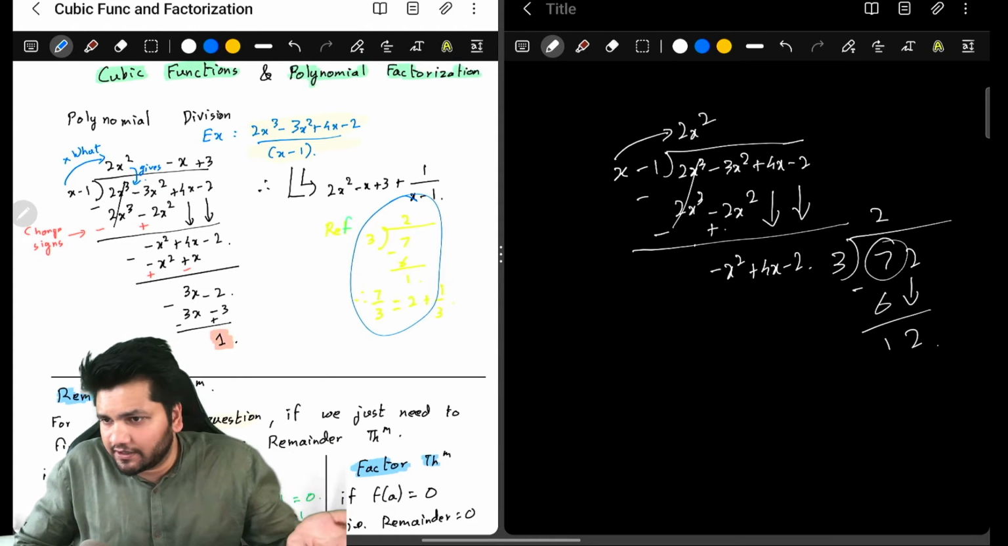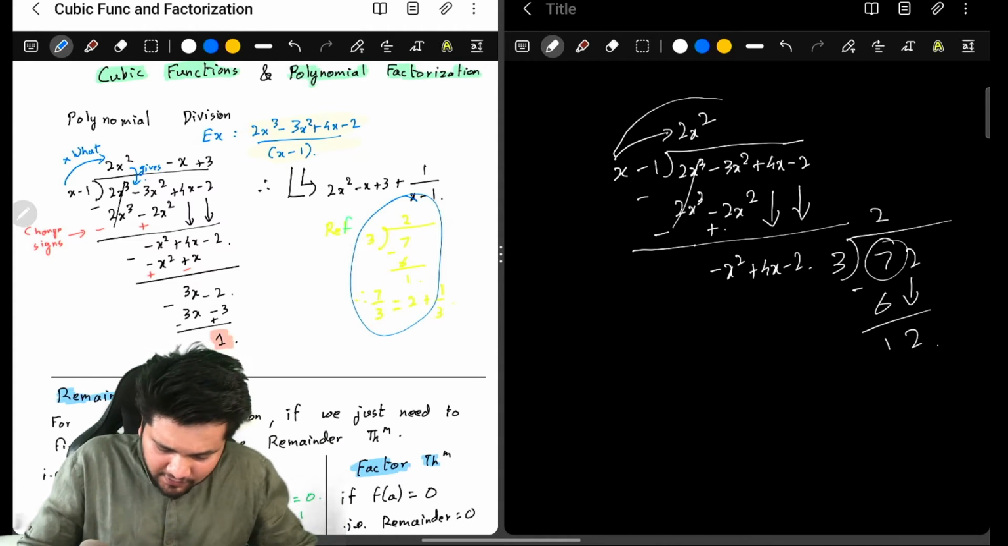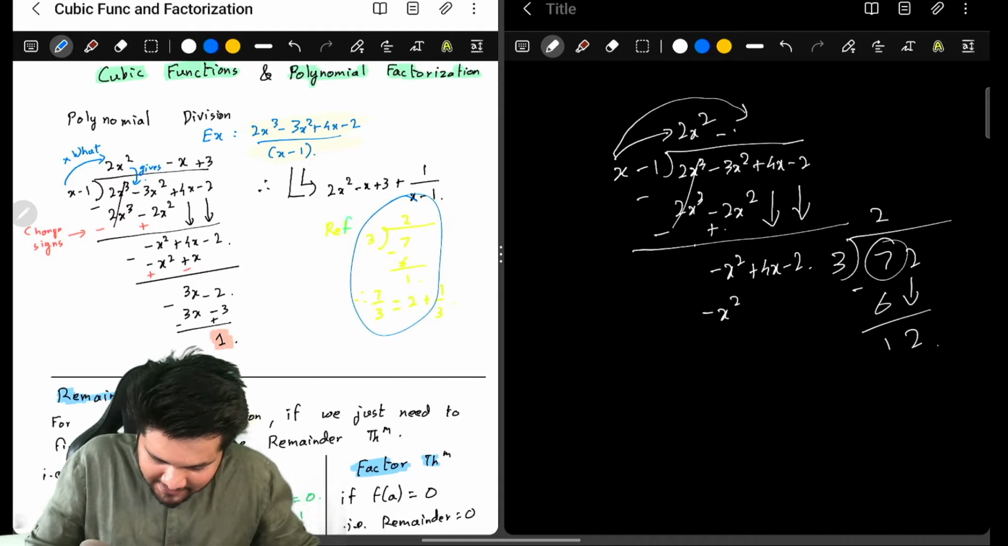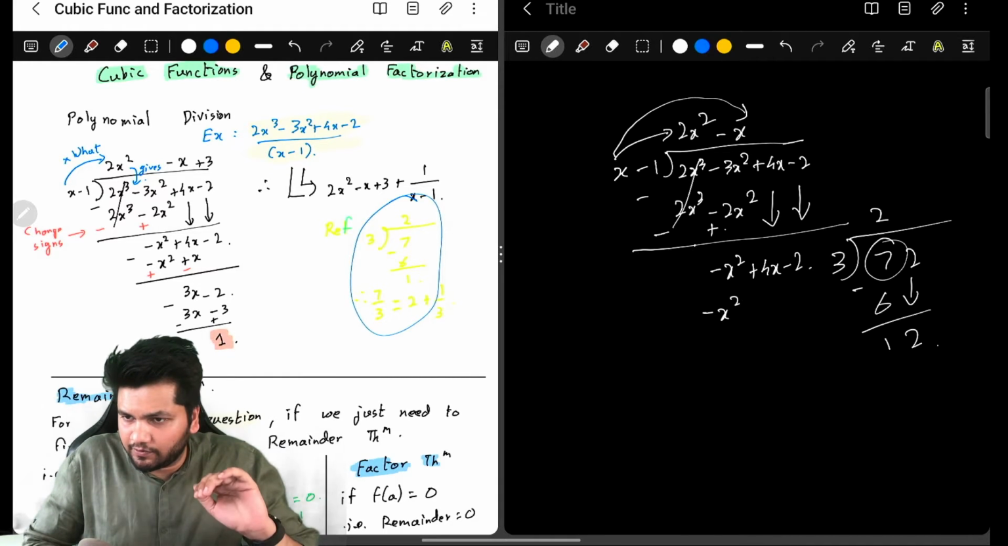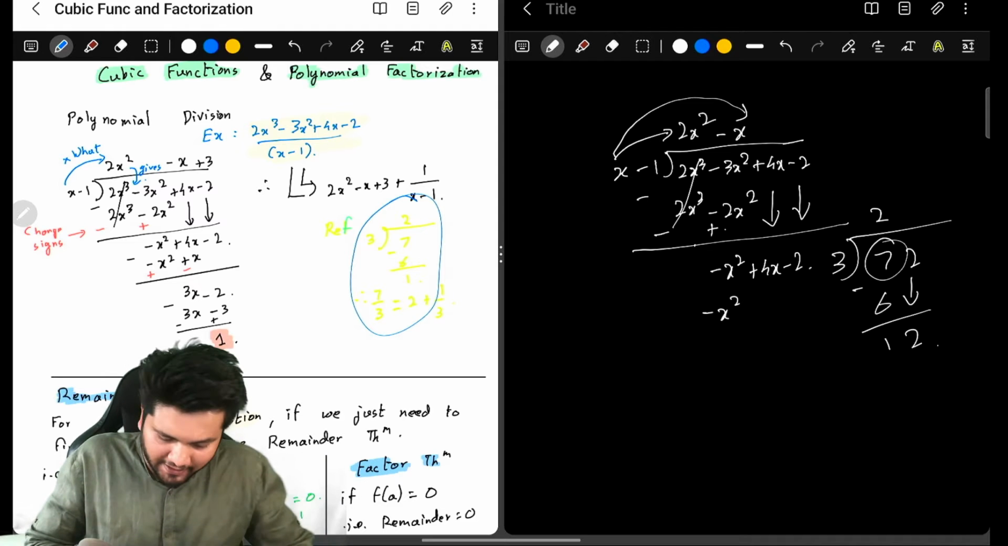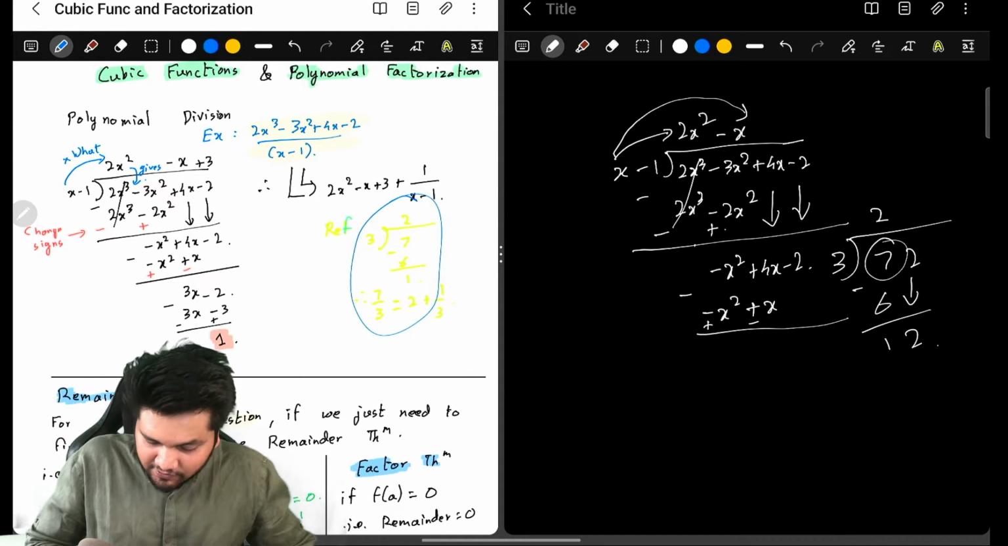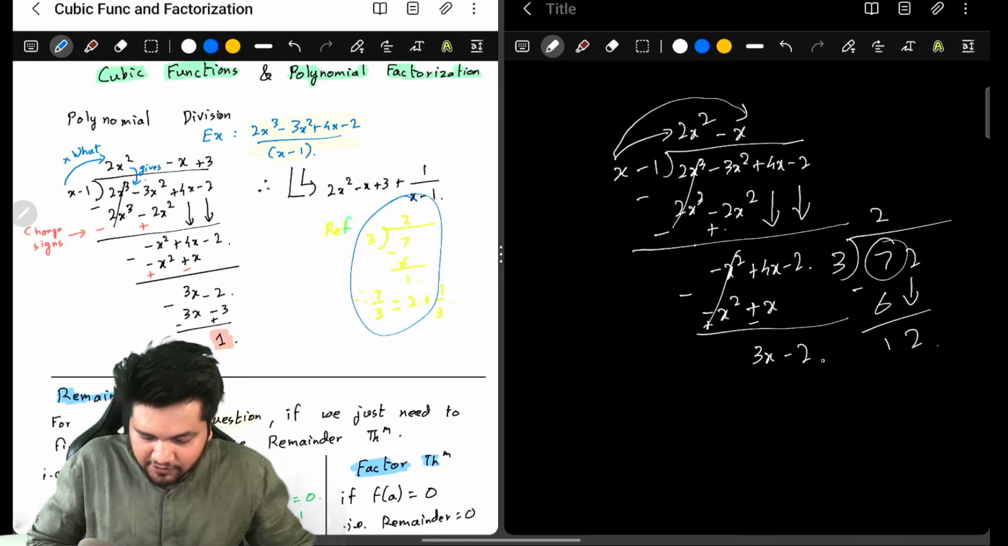After this, again we continue the procedure: multiply x with what to get minus x square? It's going to be minus x, and then minus x will also get multiplied with minus 1, so we'll get plus x, and then again we subtract. As you can see here, again the signs will change. This is going to be plus, this is going to be minus, this gets cancelled. 4x minus x is nothing but 3x, and again you pull down this 2.